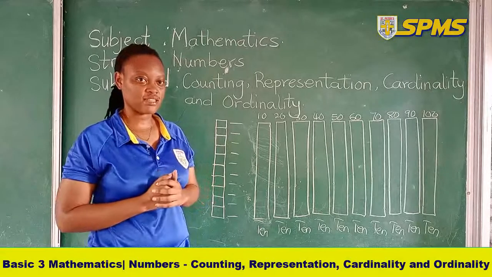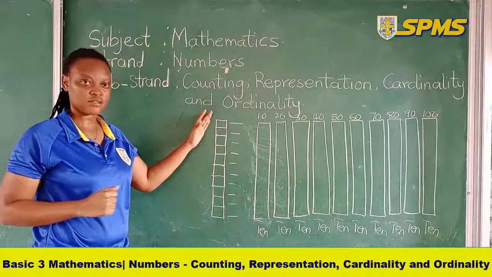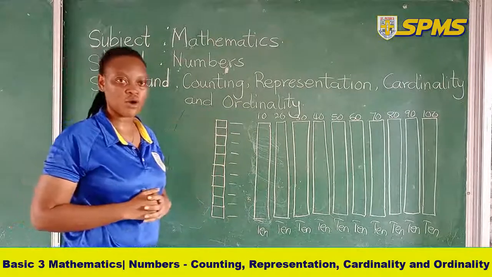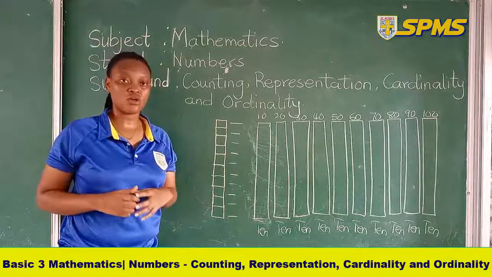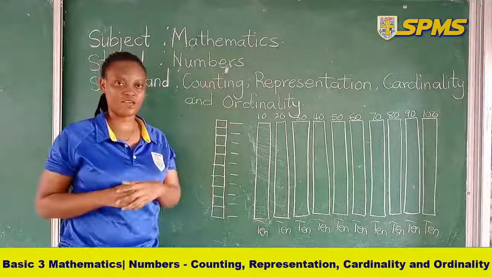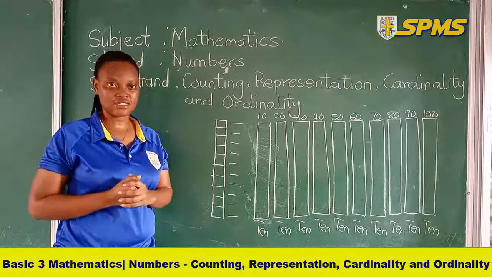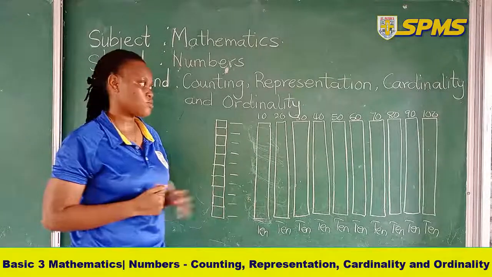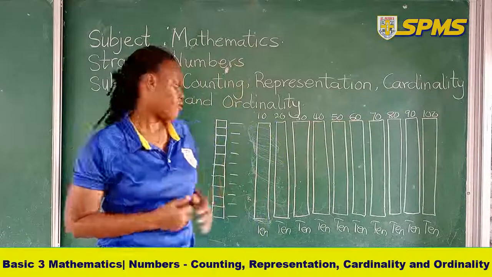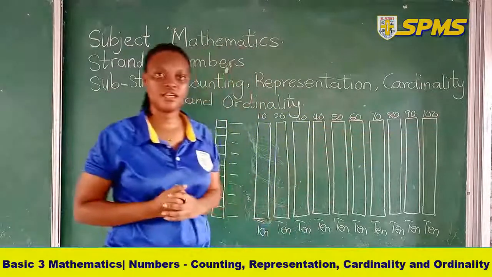I hope you are getting it. So we started from the loose blocks. So one of the loose blocks gave us what? 1. We have 10 of it. And then 10 of the 10s gave us what? 100. So from ones, we move to 100.